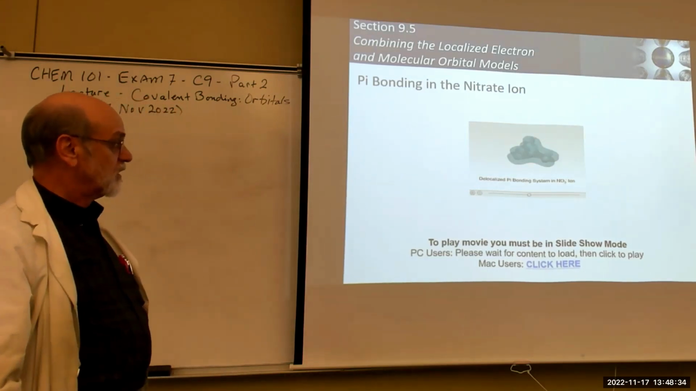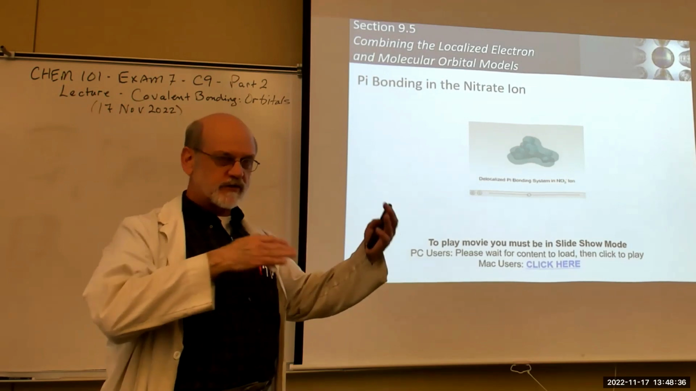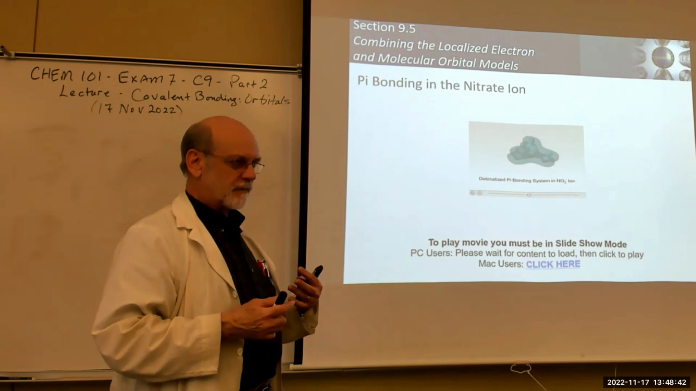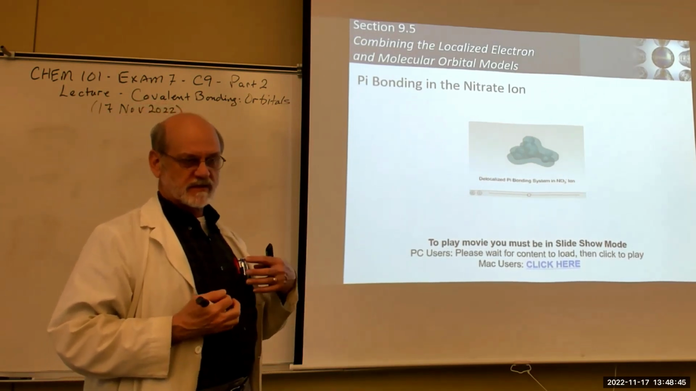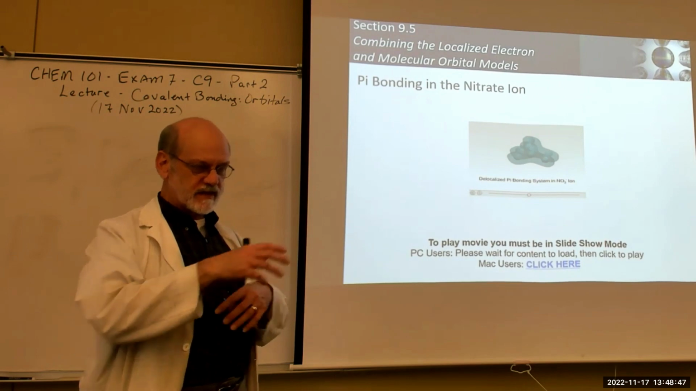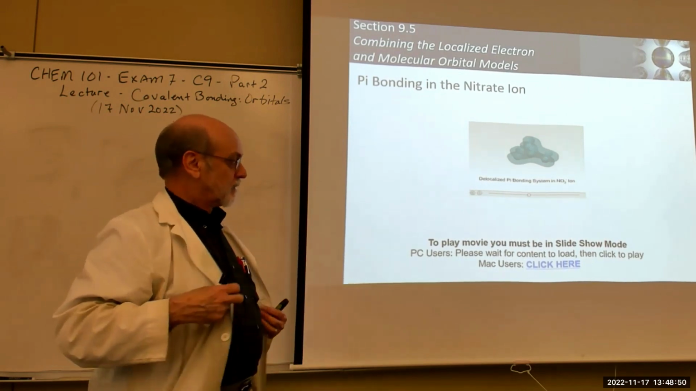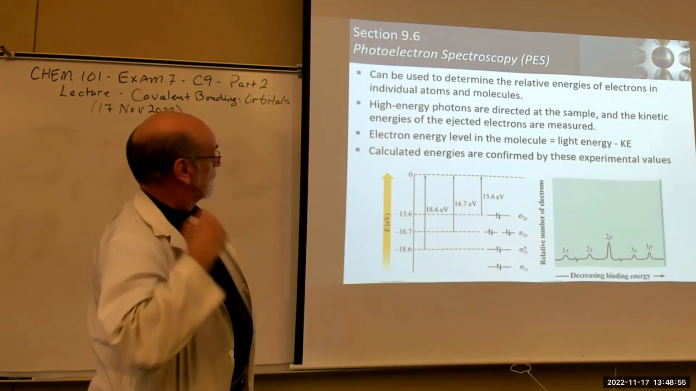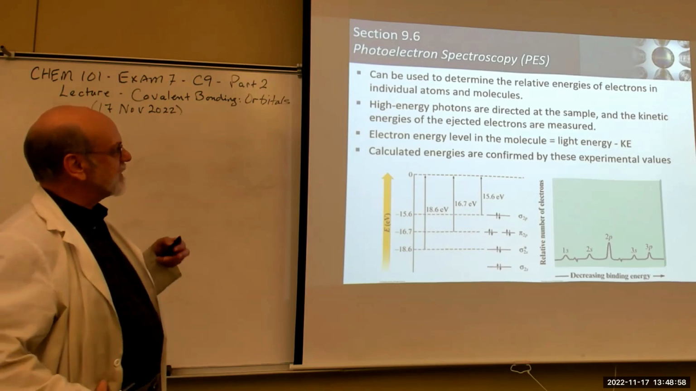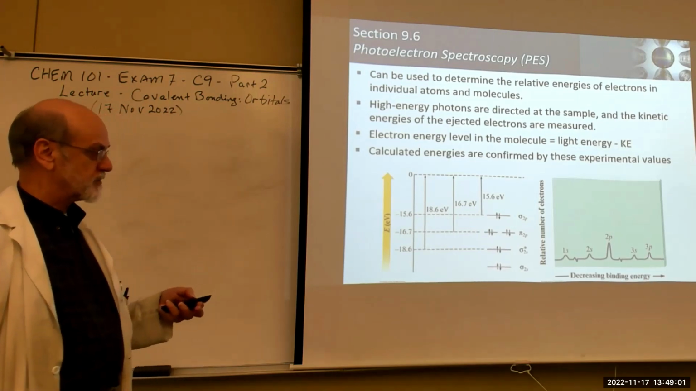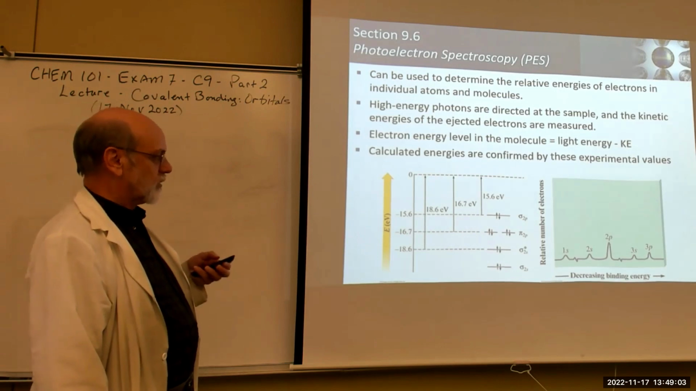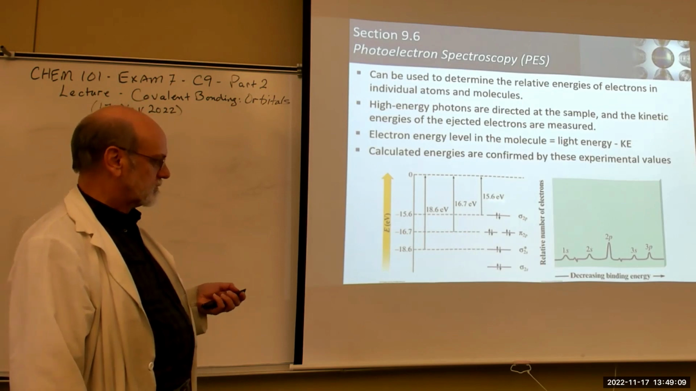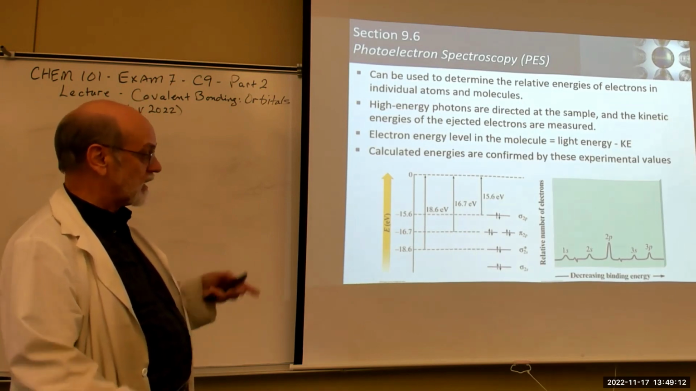The nitrate ion would be the same way. Remember, we have those three equivalent structures that resonate, but we know that all the bonds are equal. So this pi bonding system delocalizes electron density over the entire molecule, and that stabilizes the molecule. Now, this is a method of analysis, photoelectron spectroscopy, that confirms the energy levels for each of the molecular orbitals for a given molecule.